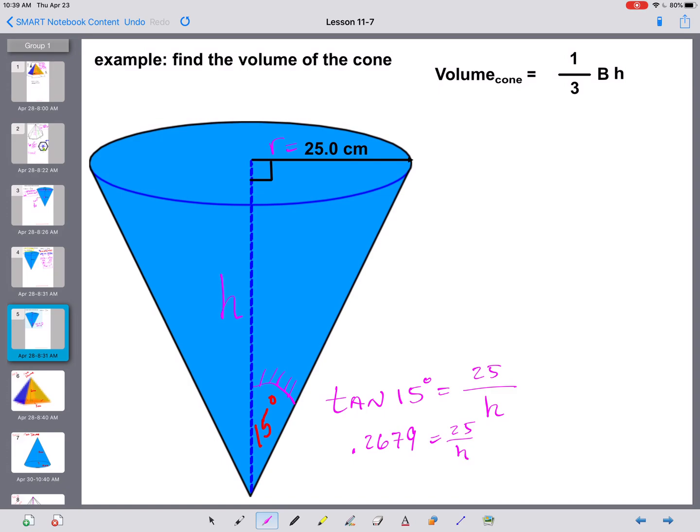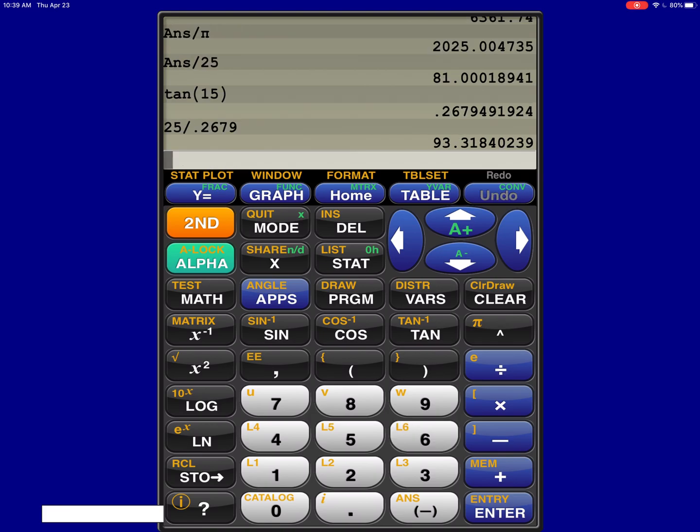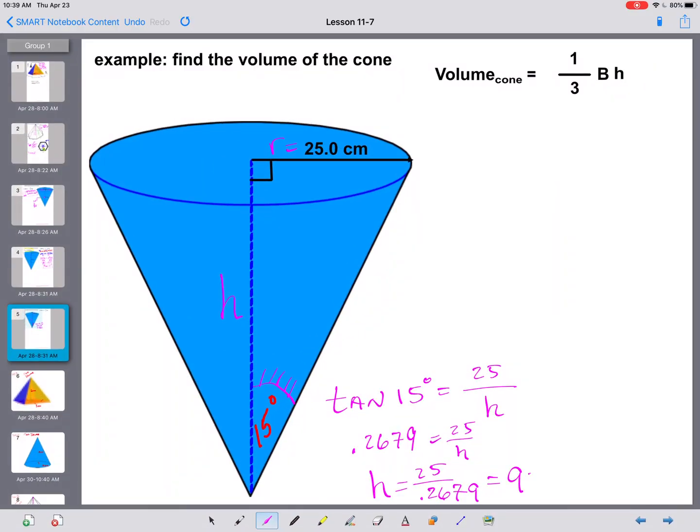Unknown on the bottom, do the Toby switch. Here it is. We got 25 over 0.2679. 25 over that number, okay? 25 divided by 0.2679. Nice. 93.31. Okay, we got everything we need.